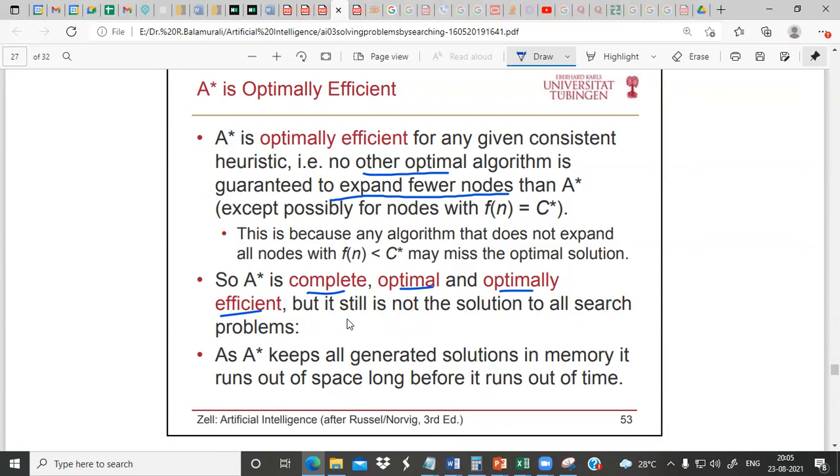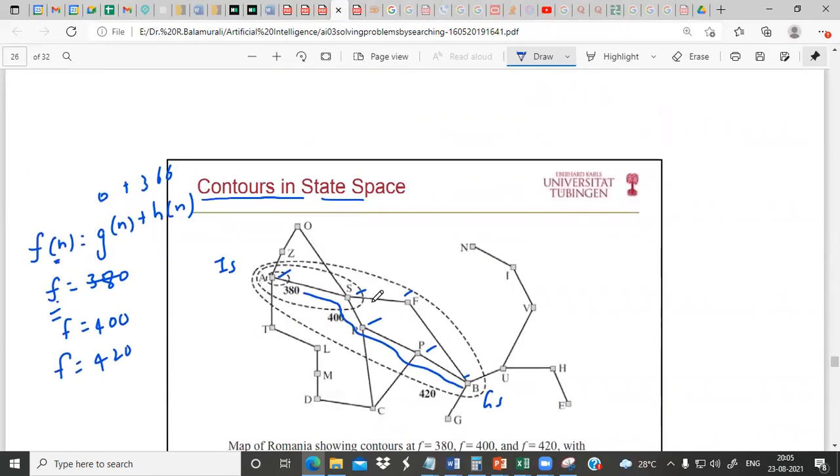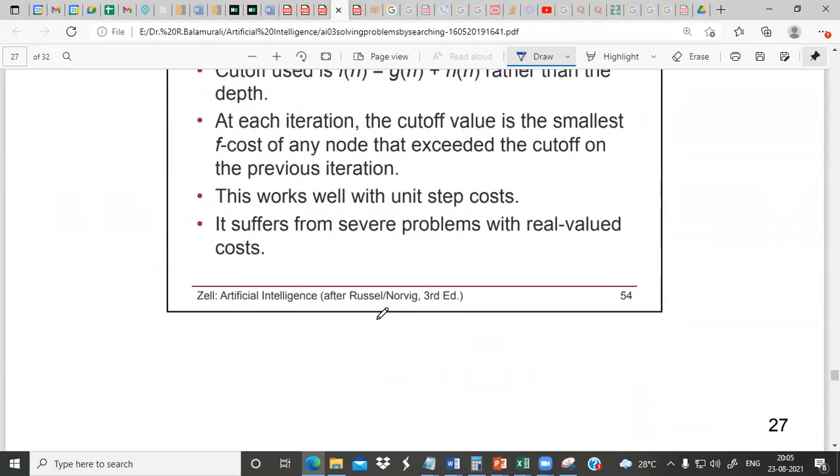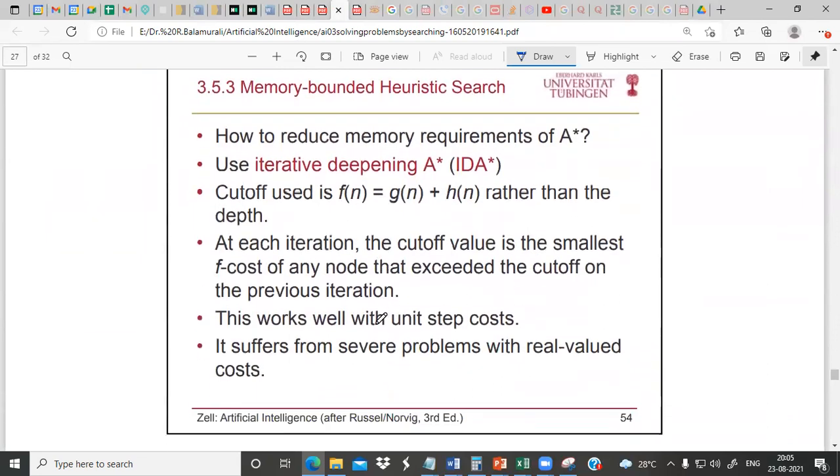So the core drawback with A-star is it may run out of space before it runs out of time. Time complexity is also a problem, but the major problem is not time complexity, it is space complexity. So we have discussed here one improved version of A-star, which is contours in space. Okay.